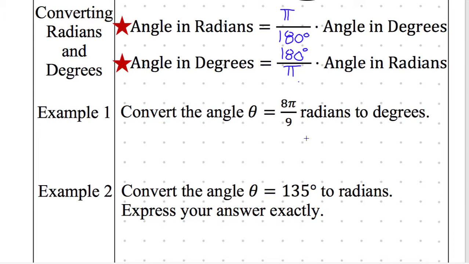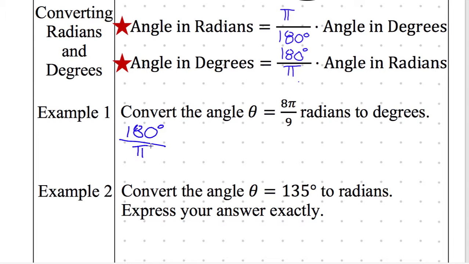Jaden, go for it. I'm assuming I put the degrees on the bottom. So I want to convert to degrees. So I'm trying to get angle in degrees, right? Yep. So I need degrees on top. Okay. 180 degrees on top. Yep. What goes on the bottom? Pi. There it is. And then I'm going to multiply that by whatever angle I was given. The angle in radians.